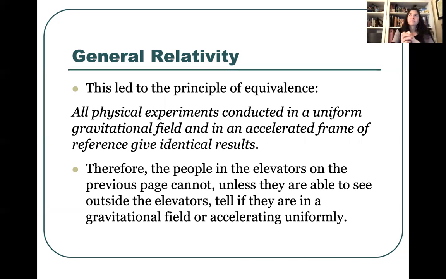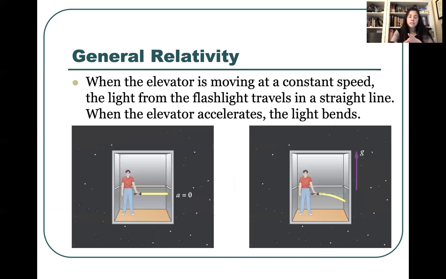Now, this is a very classical example using a ball and looking at the effects. What if we now looked at what would happen to light? If you're in an elevator that is not accelerating and you have a flashlight, you turn on your light, and you're going to see a beam straight like this. This is what we would be used to. Now, if the elevator started to accelerate, the light would bend.